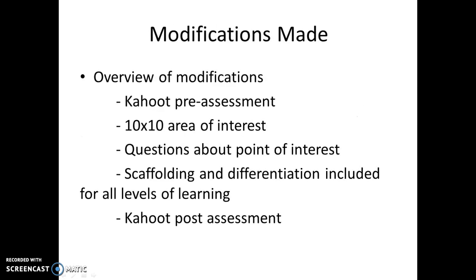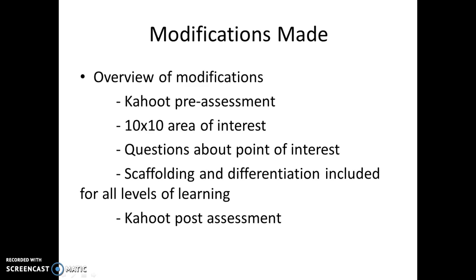And here's an overview of my modifications. So I took that original one. There was no real pre-assessment for the original lesson plan, so I included a Kahoot pre-assessment.